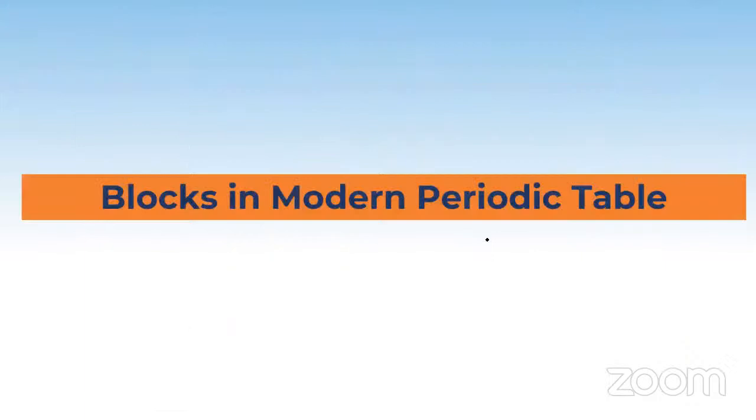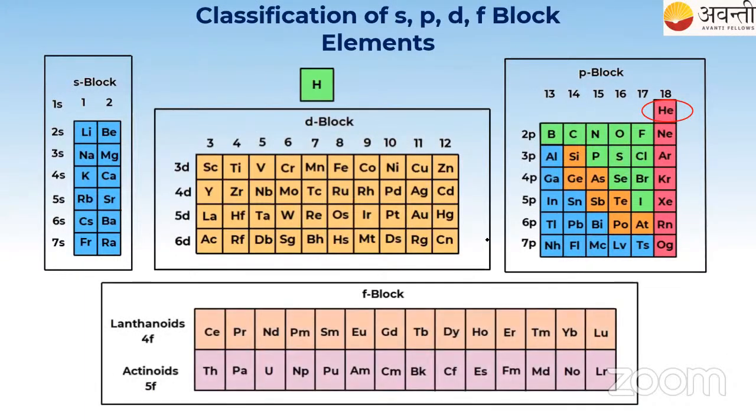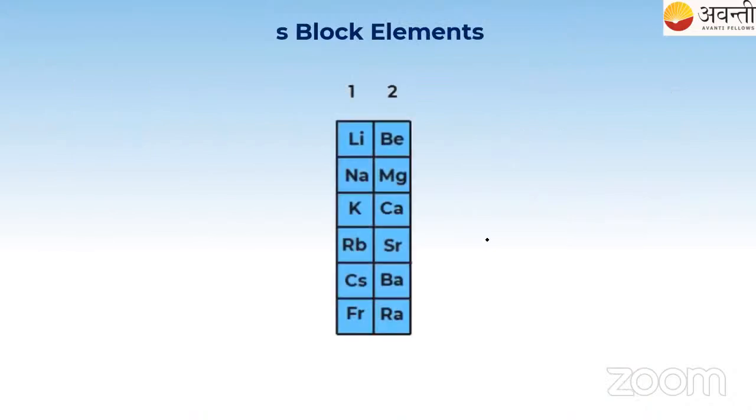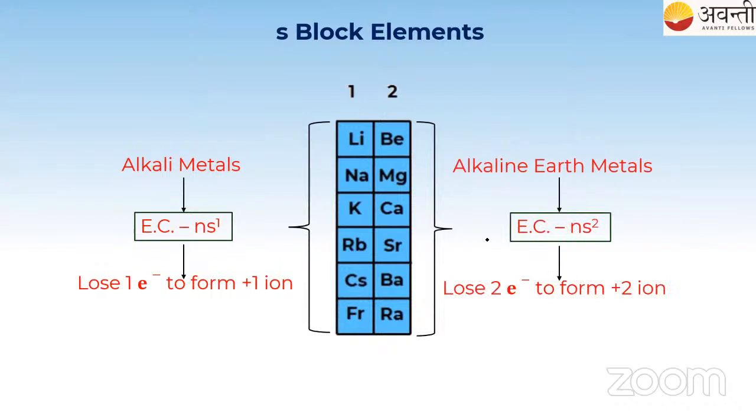Okay. So blocks in the modern periodic table. Just now I told you S block, P block, D block, and F block. Again, in the F block we have lanthanoids and actinoids. Okay. We are studying about S block elements. I already told you alkali metals and alkaline earth metals. 1A are alkali metals, 2A are alkaline earth metals.